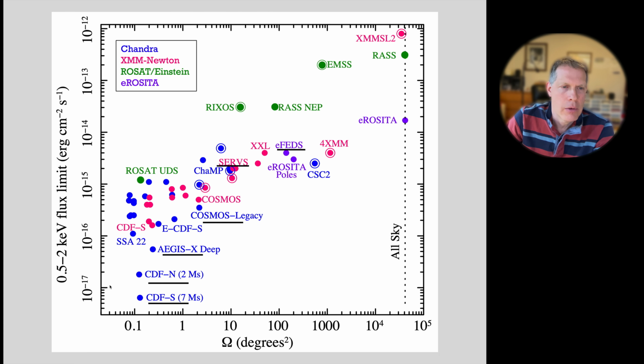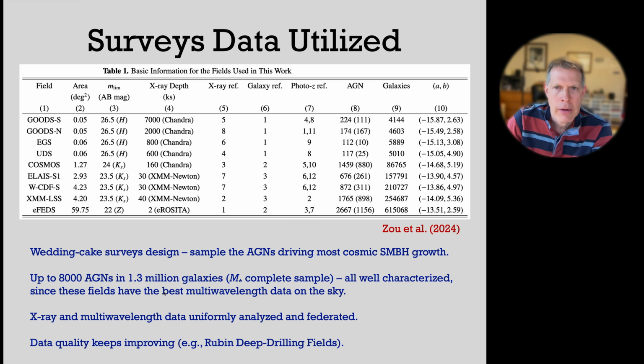That is the surveys we're using in this plot, which compares X-ray flux limit along this axis versus solid angle along this axis. They range from ultra deep pencil beam surveys through to medium area, medium sensitivity surveys like COSMOS and SERVS, through to very wide field, shallower surveys like eFEDS. And we combine all of these surveys together to get a complete sampling of the AGN population that's responsible for most black hole growth in the universe.